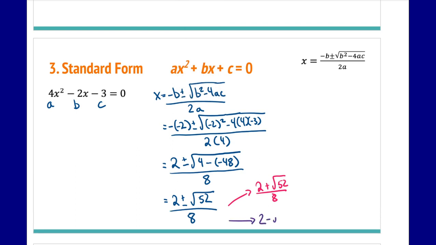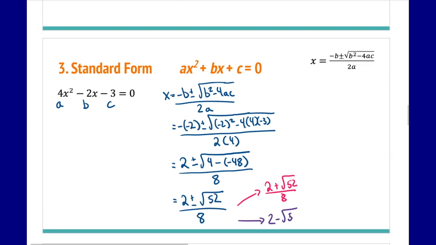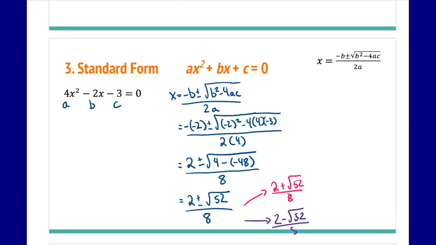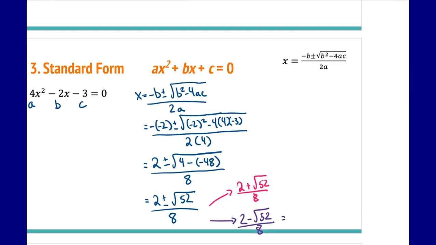And 2 minus the square root of 52, divided by 8. We'd get our two answers, which in this case would be negative 0.65 and 1.1. So from here, we can see that we have two different x-intercepts. So in this case, we would have two zeros, or two x-intercepts.